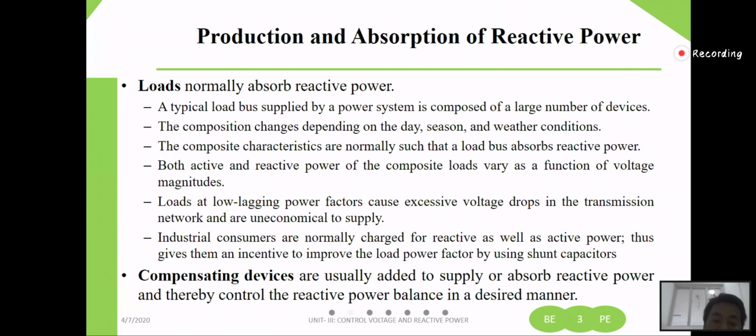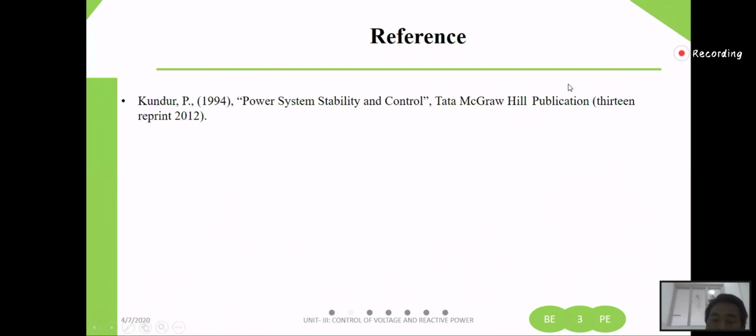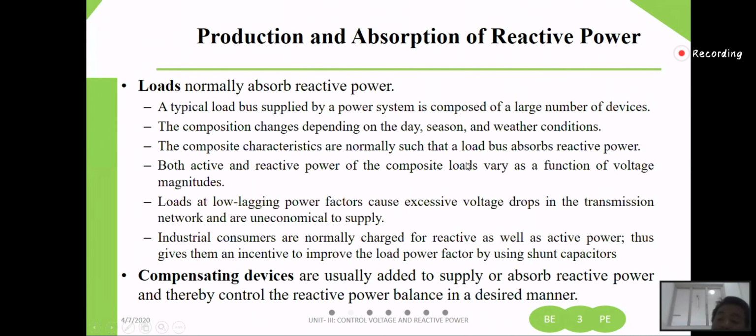Okay, so whenever it is required to control the reactive power, we will use this compensating device. Thereby it will control the reactive power balance in the desired manner. We'll see all these compensating devices, and how we will use them to control the reactive power and voltage. So this is just the production and absorption of reactive power.